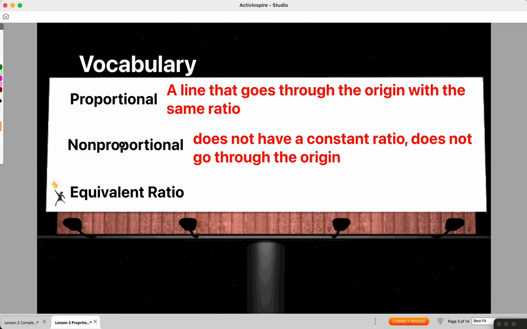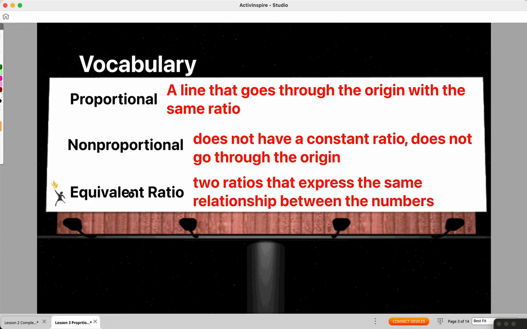Finally, when we talked about using equivalent ratios, an equivalent ratio is two ratios that express the exact same relationship between the numbers. So we're talking about something as simple as 3/6 and 1/2. While they're different numbers, the relationship between 3 and 6 and 1 and 2 is the same. They're both equivalent to each other, even though they're using different numbers. I'll give you a second to write any of those down. Go ahead and feel free to pause it if you need to before I move on.